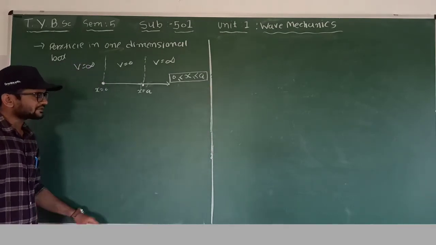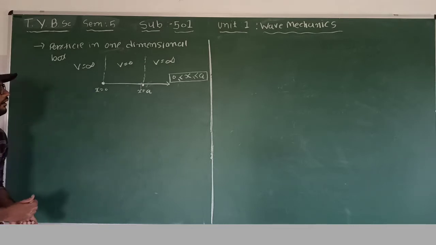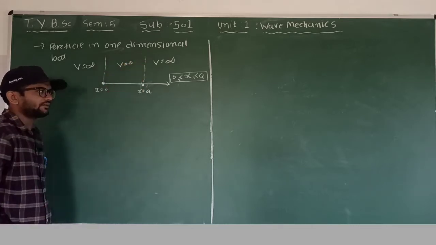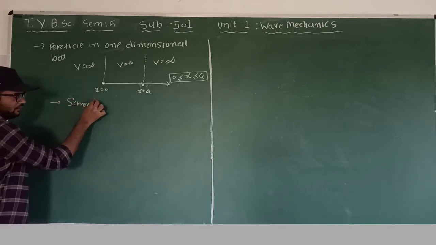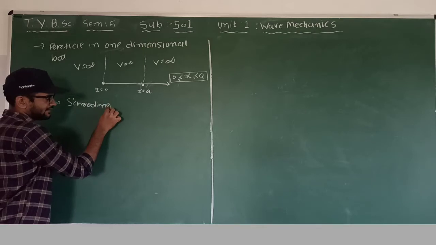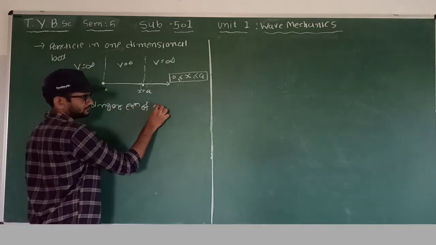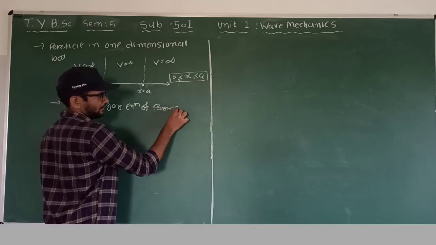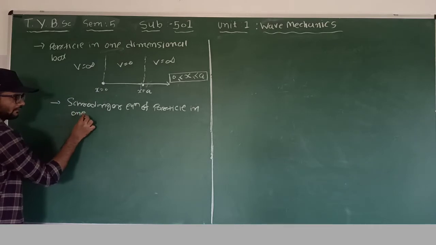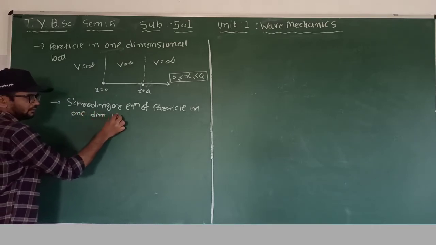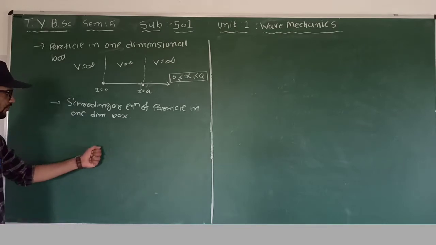In our previous video we discussed the Schrodinger equation for a particle in a one dimensional box. What is the Schrodinger equation for a particle in a one dimensional box?